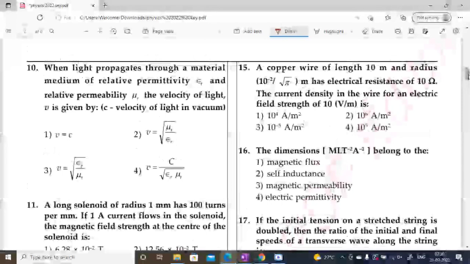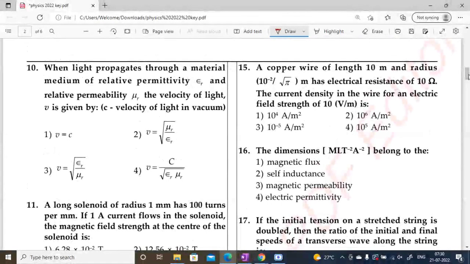When light propagates through a material medium of relative permittivity epsilon r and relative permeability mu r, the velocity of the light is... again a direct question. In general we know the relation, guys. V is generally given by 1 divided by the square root of epsilon into mu. It's nothing but the permittivity and permeability of a medium, right? But we know the relation in general. Epsilon r, the relative permittivity, is given by epsilon divided by epsilon naught. Also mu r, the relative permeability, is given by mu divided by mu naught.